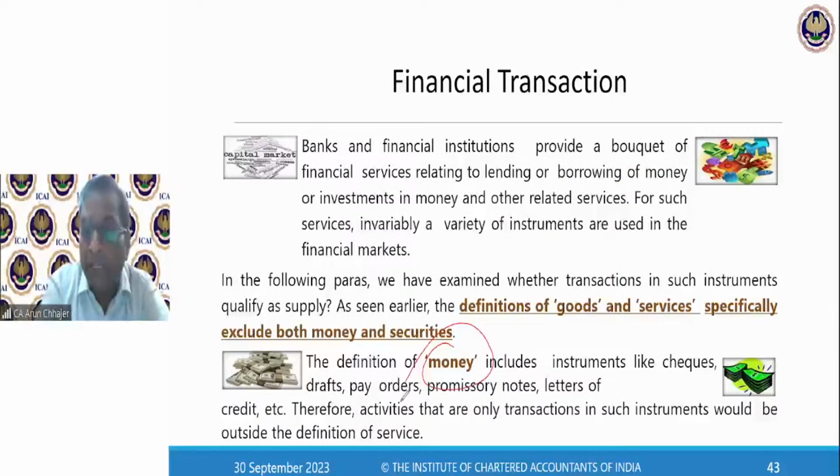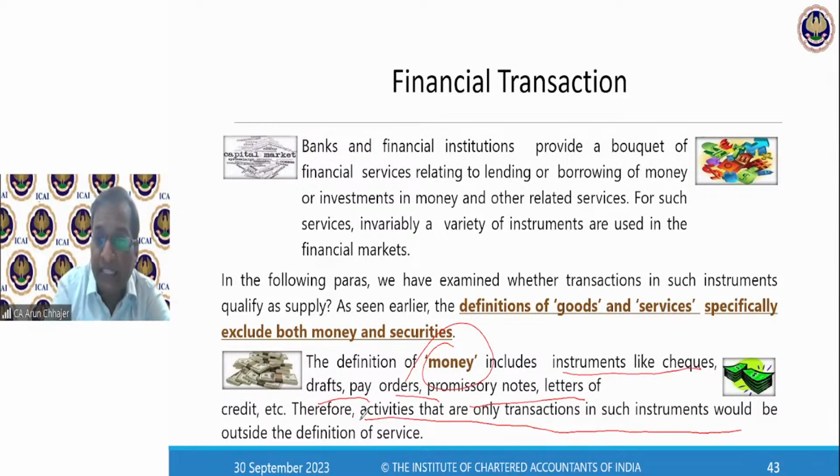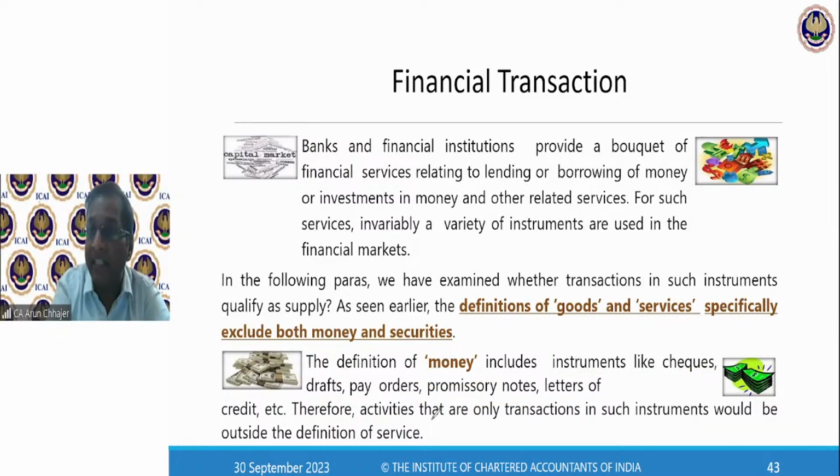So, money includes instruments like checks, draft, pay order, promissory note, letter of credit, etc. Activity that is only transaction in such instruments would be outside the definition of service, because money and security are neither goods nor services.